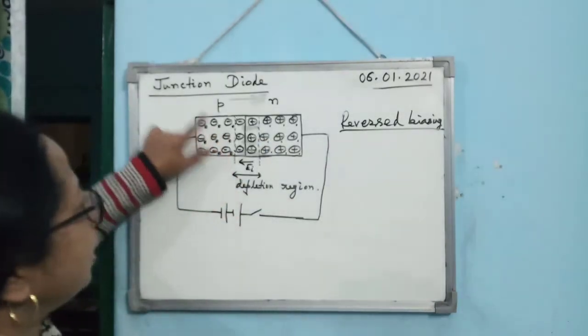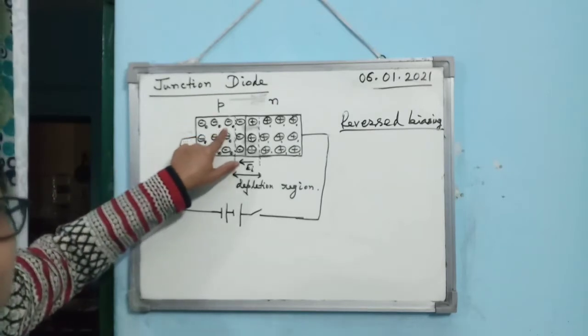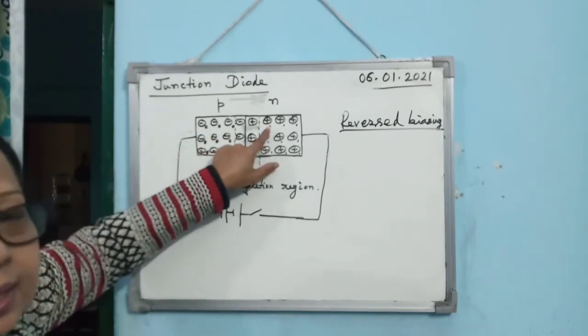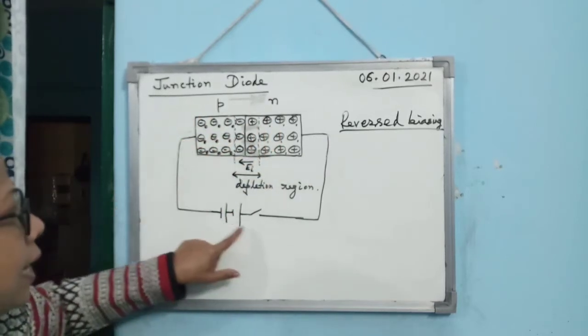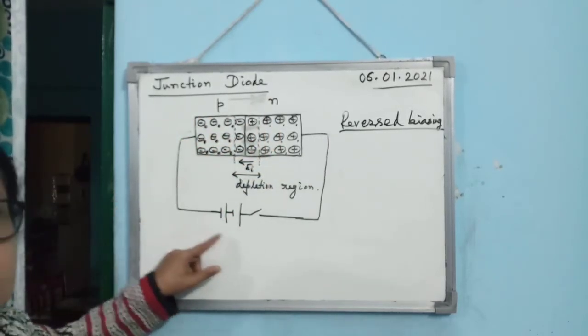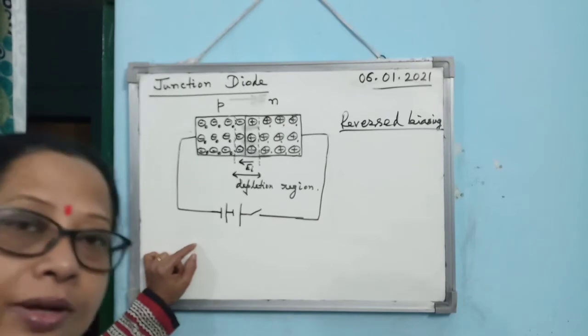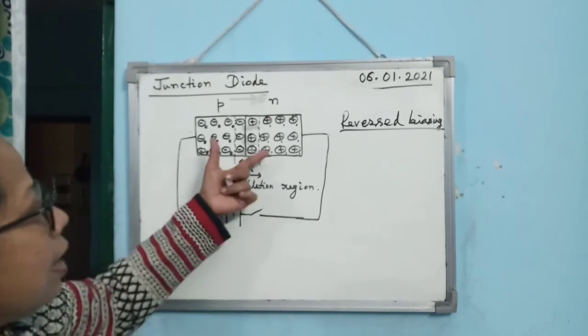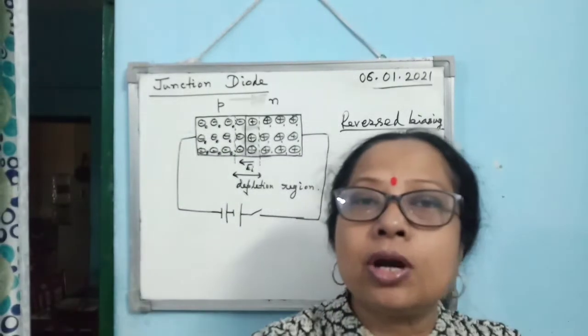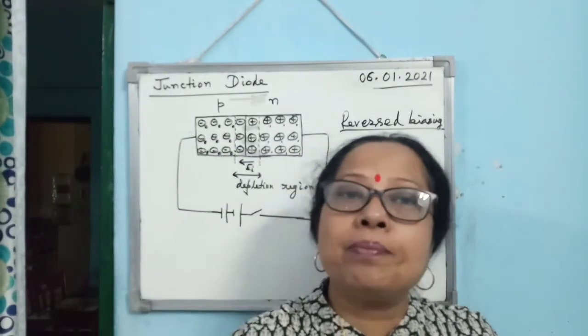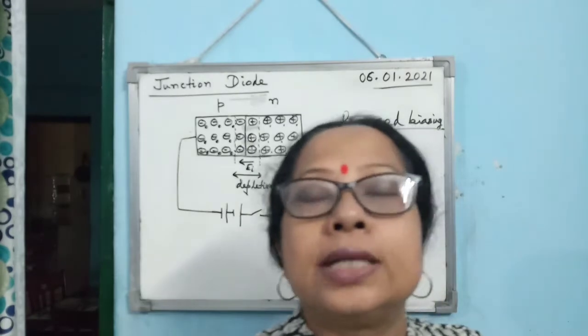So holes will not be able to diffuse to the N region and electrons will not be able to diffuse to the P region under the application of the external electric field. When the junction diode is reverse biased, the majority charge carriers won't be able to diffuse through the junction.